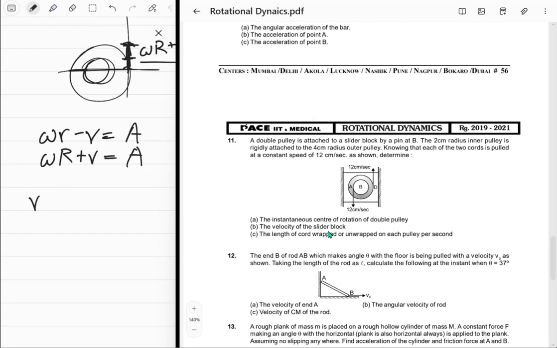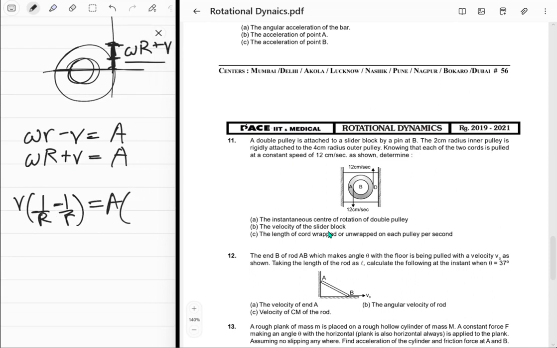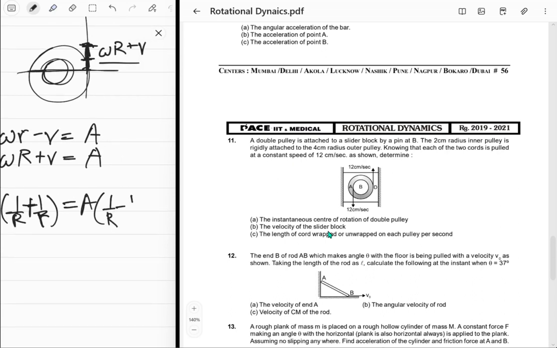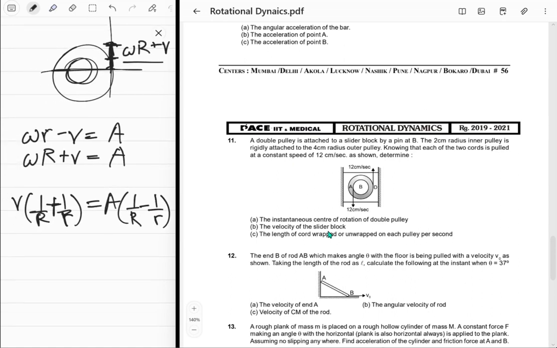V times of 1 upon capital R minus 1 upon small r is equal to A times of plus right there. Subtraction. That's how it should be. 1 upon capital R minus 1 upon small r. Yes. That's unexpected, because clearly omega times small r should be a bigger quantity, but it's not. Oh, something's not right about this.